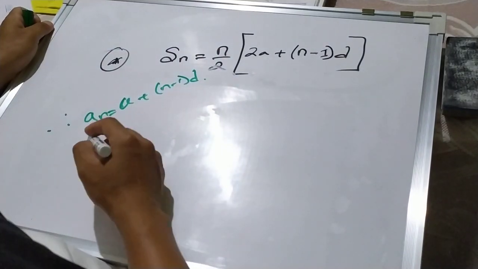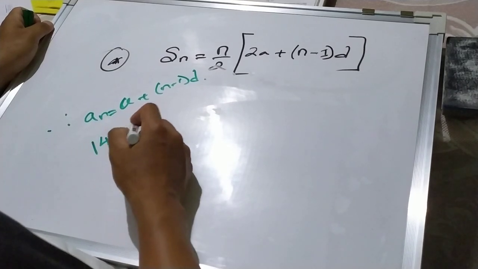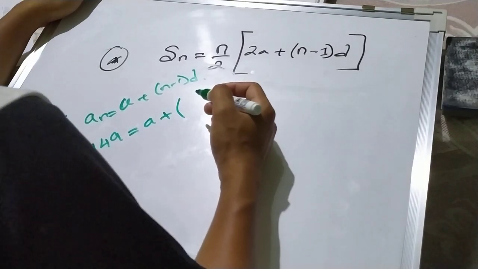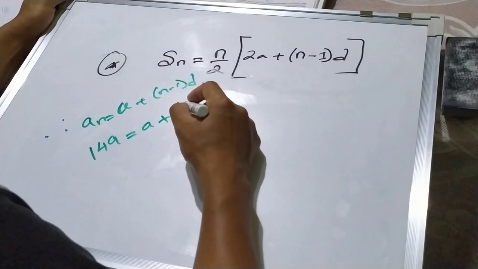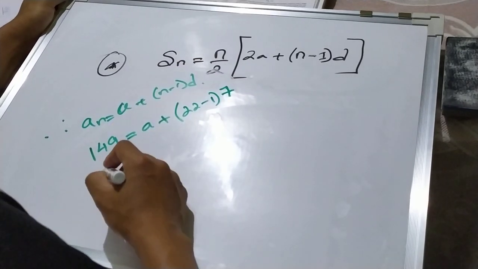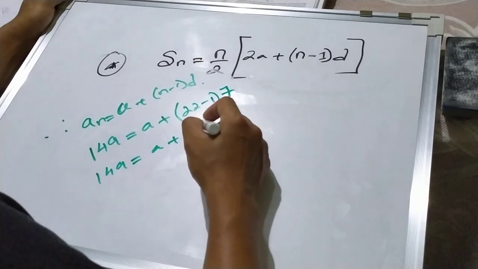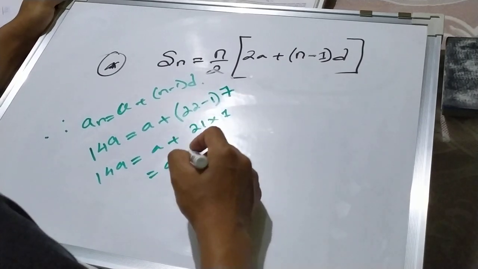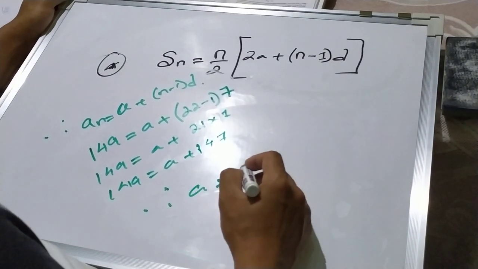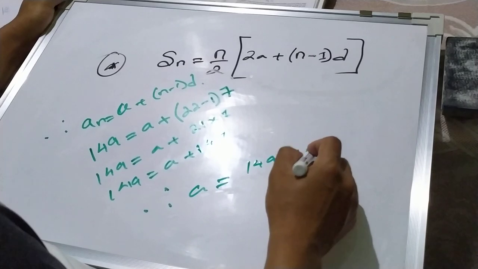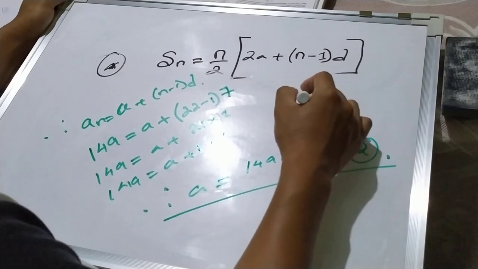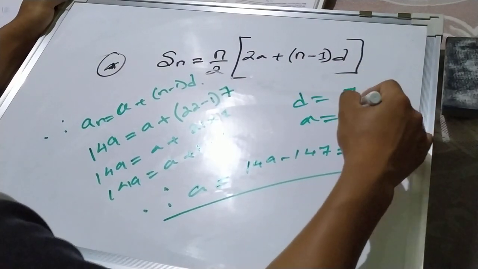a_n is 149 equals a plus (n minus 1) d. The question is about the 22nd term, so 22 minus 1 d, and d is 7 given. So a plus 21 into 7: a plus 147 equals 149. Therefore a equals 149 minus 147 equals 2. So the a value is 2, and the d value given is 7.